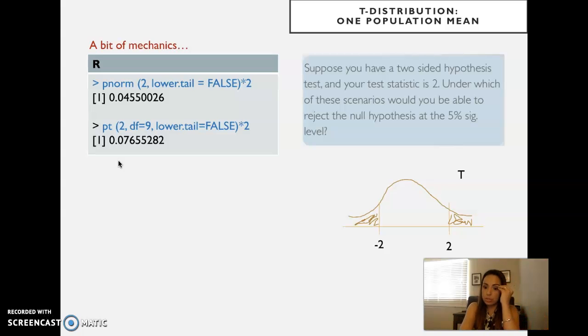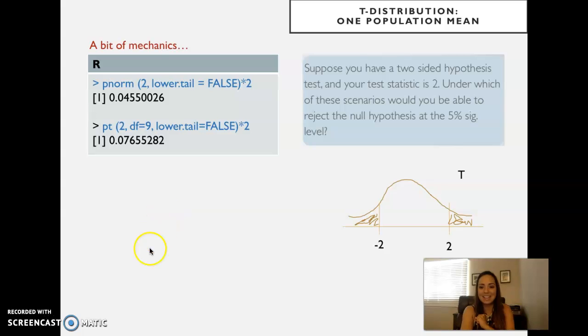So what I want you to think here, don't worry too much about this because we have a super efficient function for running t-tests. But what I want you to think about is the idea of having thicker tails, that you will need a larger deviation from the null for you to reject the null. Here is that example. If you have just a 2 deviation, it's a z distribution, you would reject. And if it's a t-distribution, you would not.